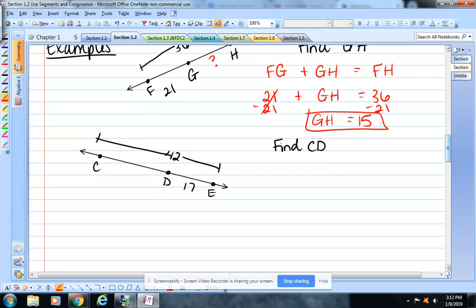Similarly, if we were trying to find the length of CD, in this example, I have the length of the entire segment CE as 42 units. This little segment right here is 17. It says to find the length of CD, which is going to be this little segment right here. So the measure of CD is going to equal 42 minus 17. So the length of CD is going to equal 25 units.